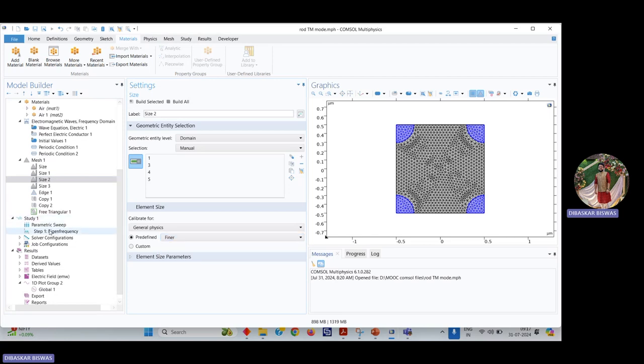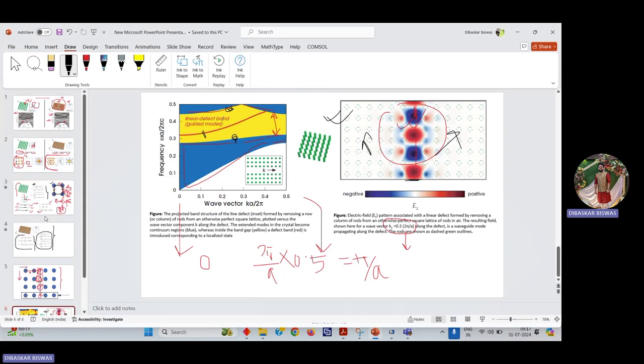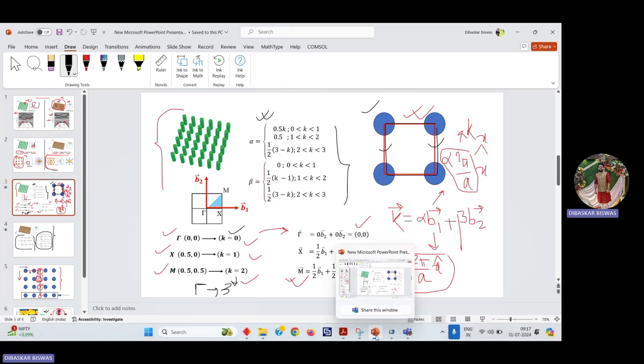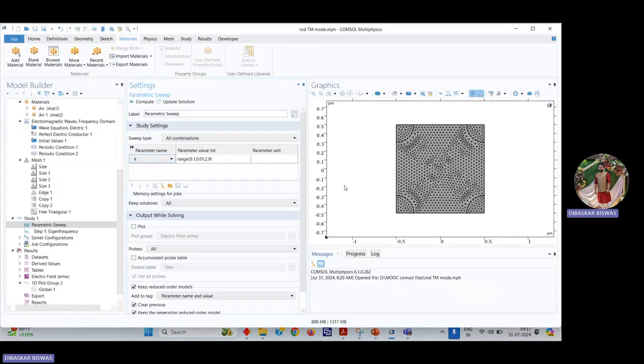Okay. Then you go to parametric sweep, then you add parameter k, and then you sweep it from 0.1 to 2.9. If you see this here, your k vector sweeps from 0, 1, 2, and then again to gamma, that is for k equals 3. So we don't include 0 and 3, because these are the extremes and discontinuities. So we just start from 0.1 and go to 2.9.